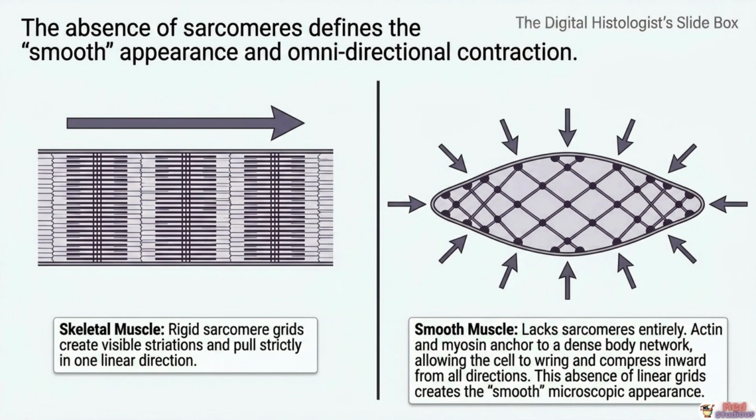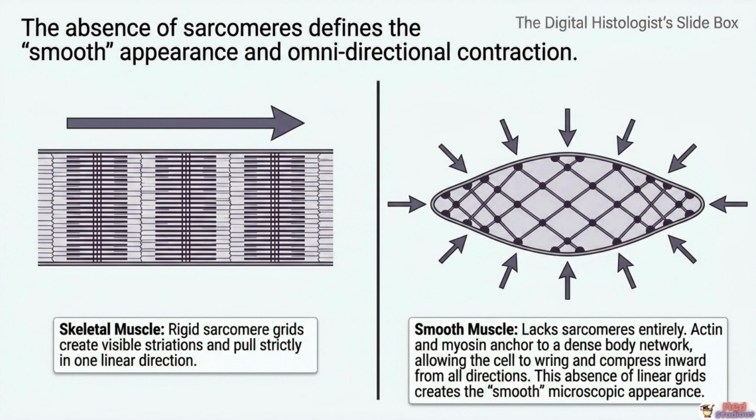The defining characteristic that gives smooth muscle its name is the complete absence of sarcomeres. To understand why this matters, look at skeletal muscle. Skeletal tissue relies on rigid, linear grids called sarcomeres. These grids create the visible striations we see under a microscope, and they restrict the muscle to pull strictly in one linear direction. Smooth muscle, however, lacks these sarcomeres entirely.